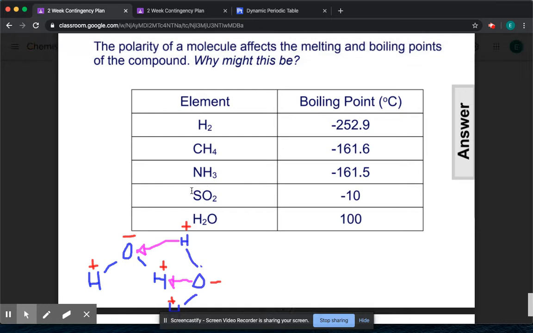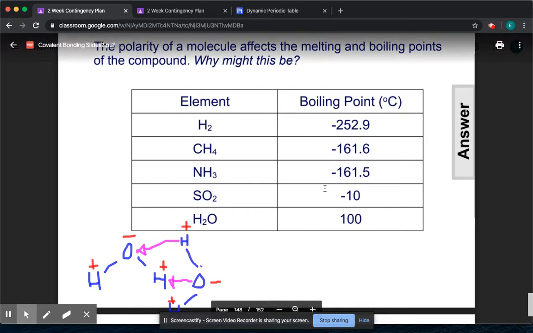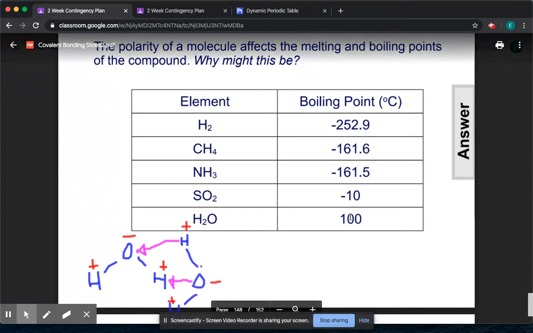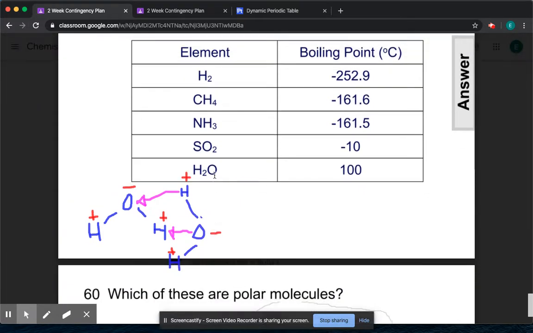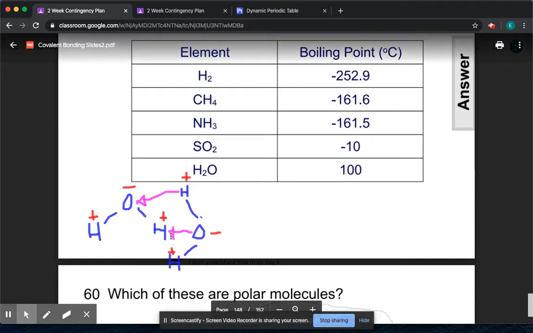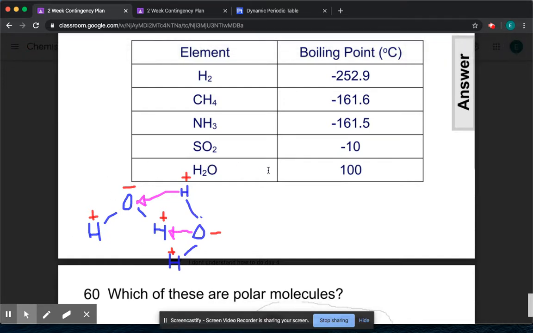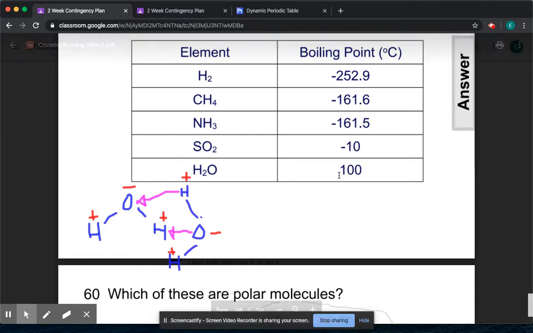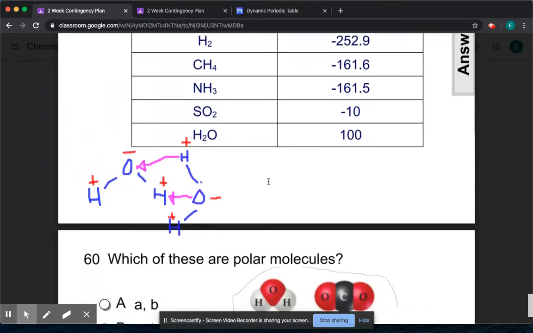Now you get into SO2. SO2 is a lot more polar than these, which is why it has a higher boiling point than the rest of them, but it's still pretty low at -10. But if you look at water, water boils at 100 degrees Celsius. And the reason for that is because it is indeed polar, and the polarity of it causes the molecules to be attracted to one another, and that gives the high boiling point. This is why water boils at 100 degrees Celsius, because it's polar. That's where that comes from.